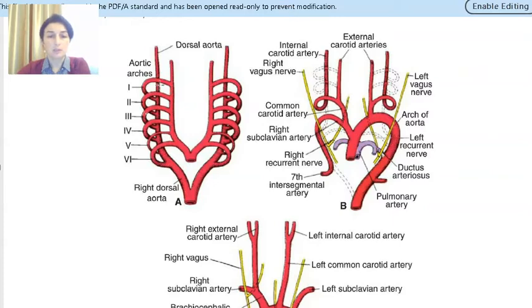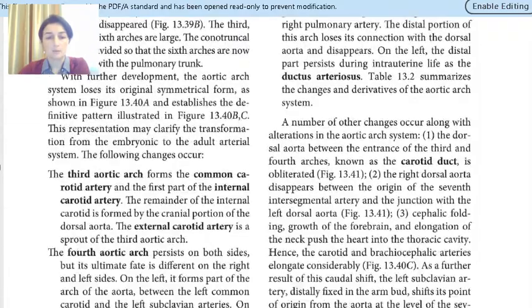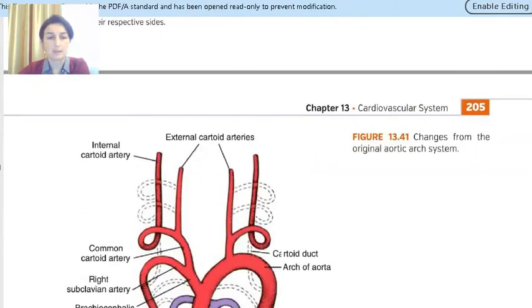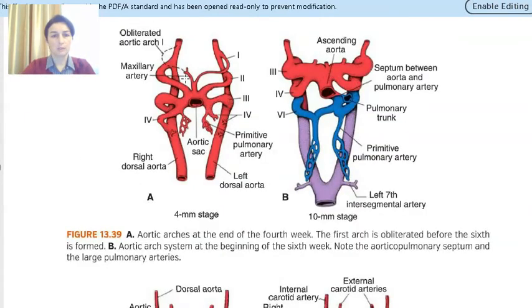So the first aortic arch and the second aortic arch will disappear, and the first aortic arch will remain as the maxillary artery. Here we can see the maxillary artery, which is a remnant of the first aortic arch, and then further in development the second aortic arch also will disappear, and will persist as the hyaloid and stapedial arteries.